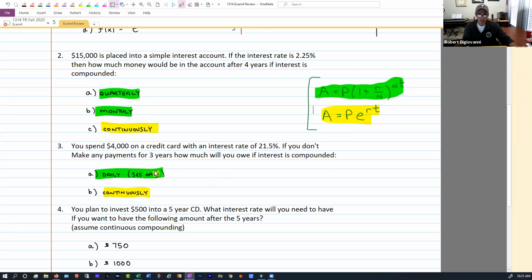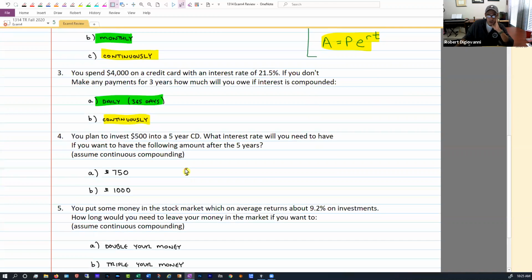I never did an example with daily. I never gave you one. So this is the first time you're seeing it. See how it works out. The only difference between number 2 and 3 is that in number 2, you're putting money into an account and you're going to get money back. Number 3 is you spent money on a credit card that has a huge interest rate, and it's asking how much you would owe if you don't make any payments for 3 years. So here you're making money, here you're going to lose money, right?